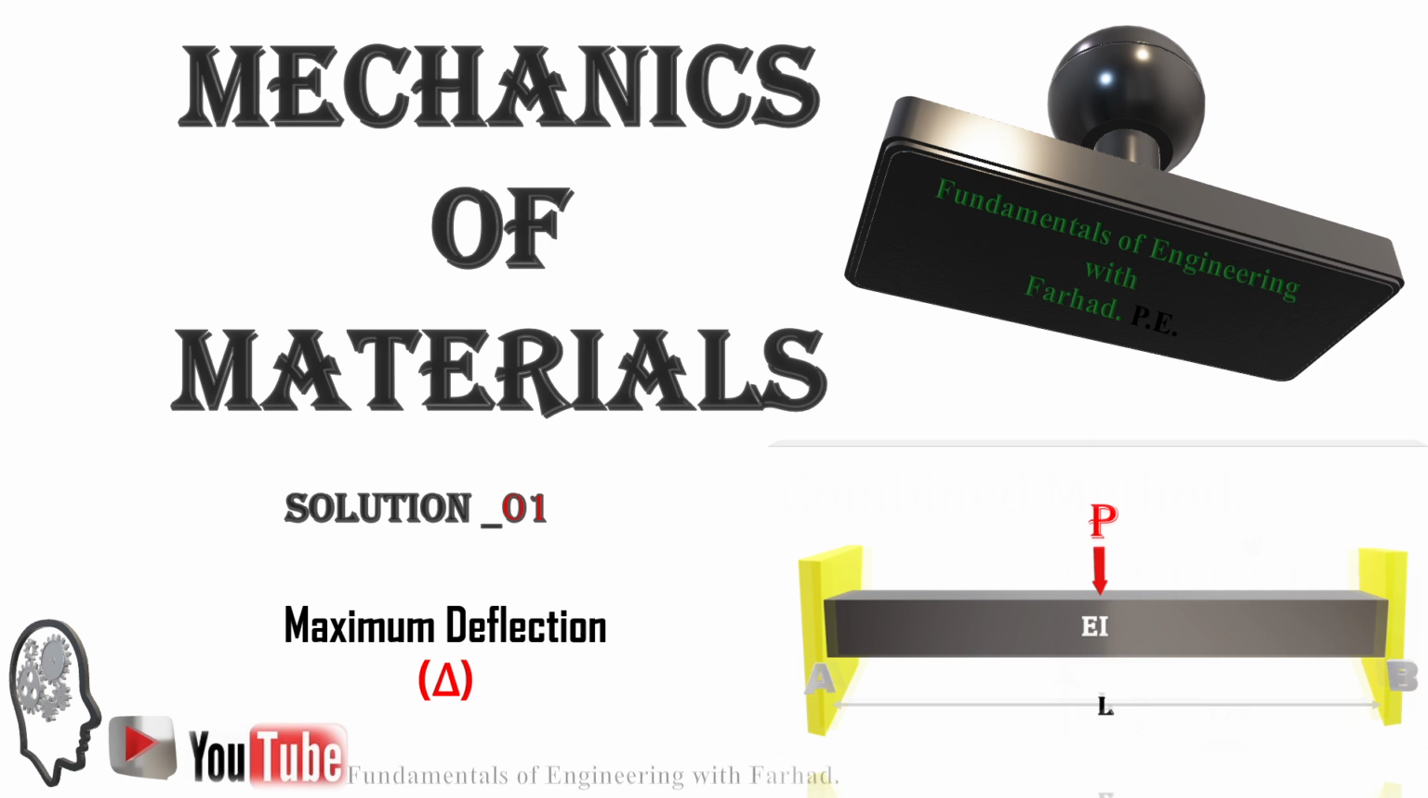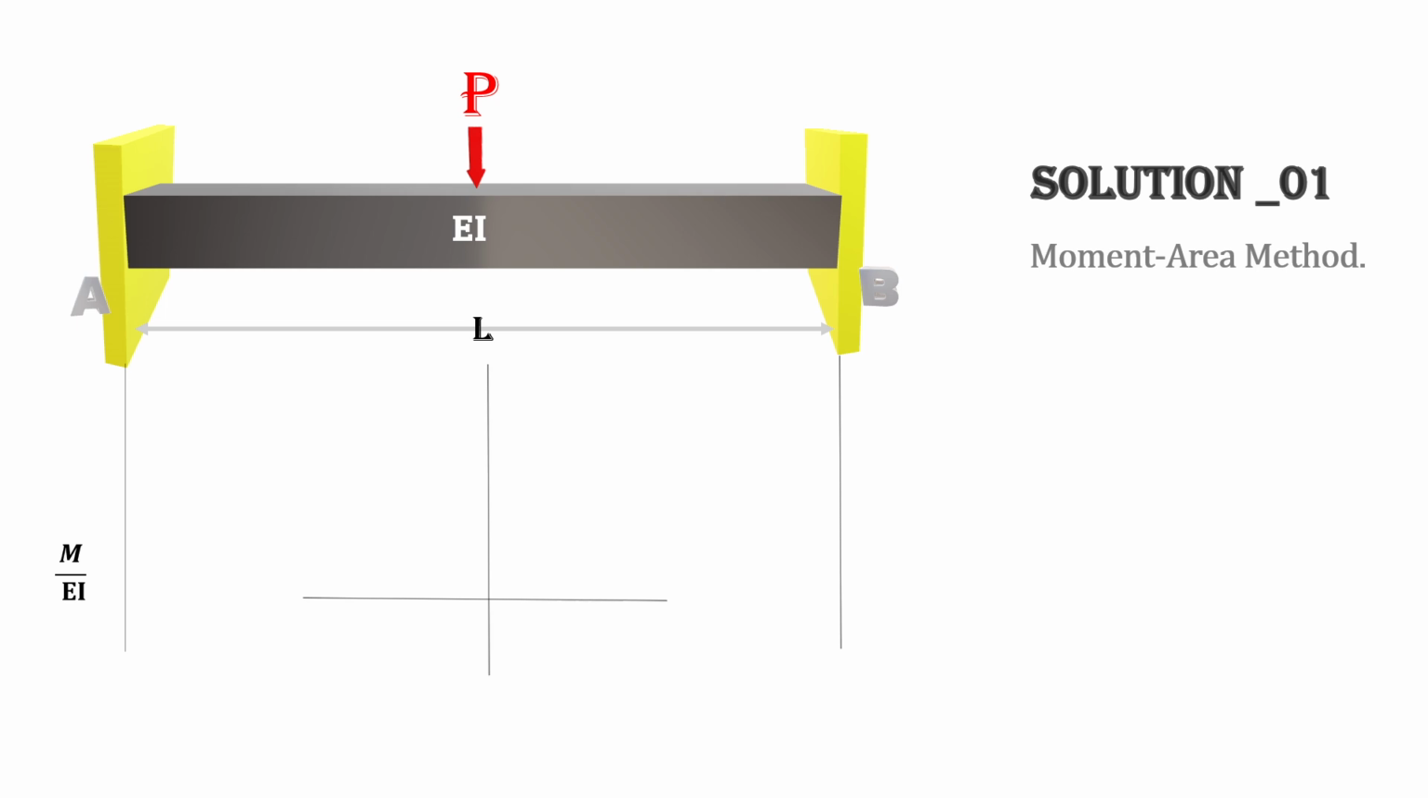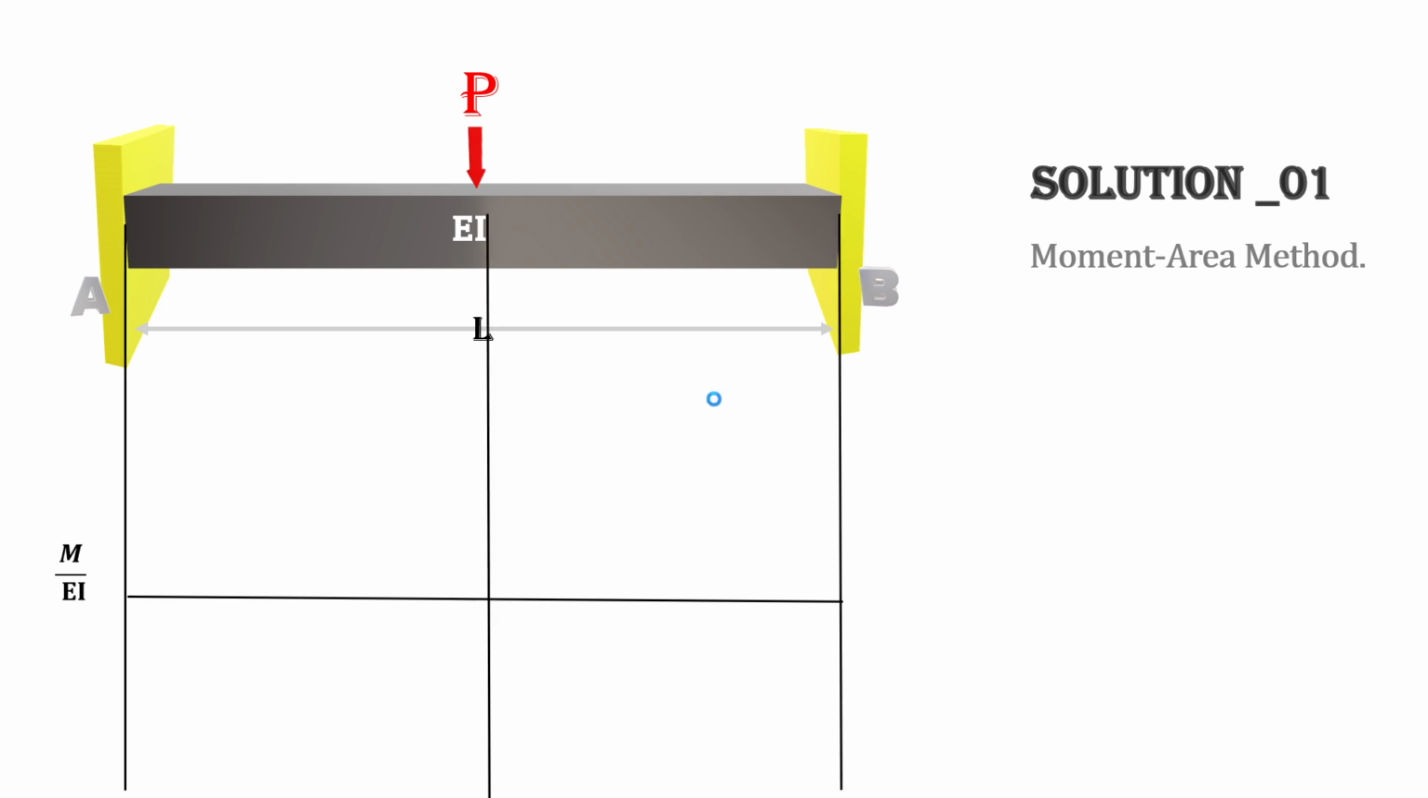Mechanics of Materials. We want to calculate the maximum deflection in a fixed support beam with a concentrated load of P at its center. In this example we want to solve our problem with the moment area method, which is our solution one, and in the next video we'll solve it with the combined method.